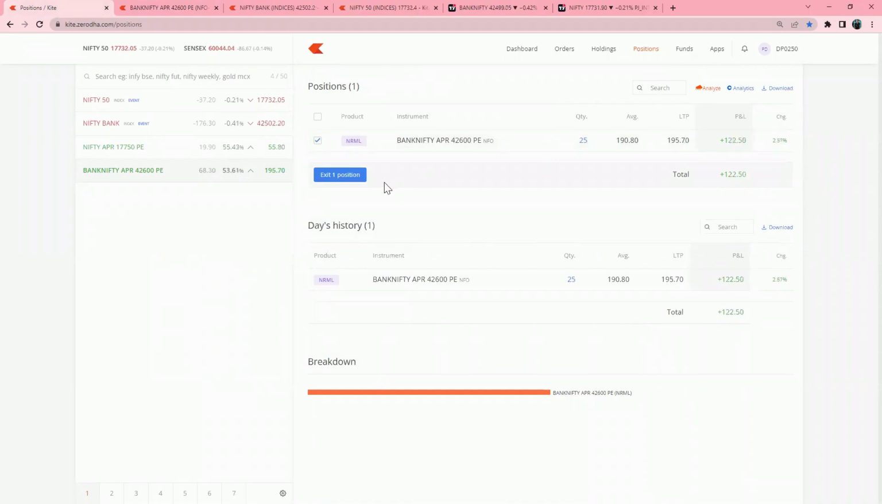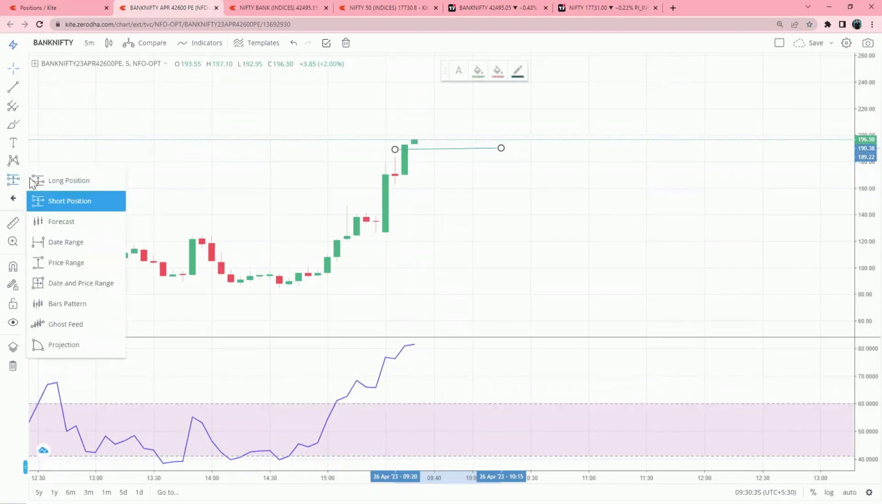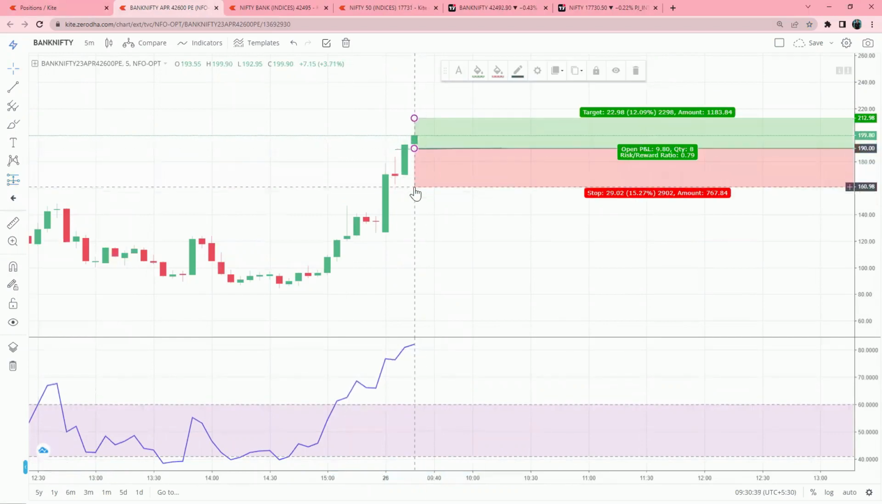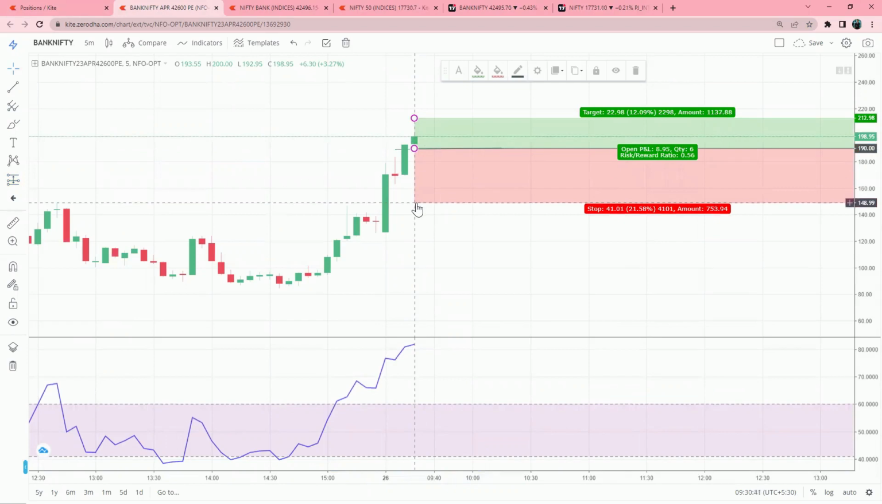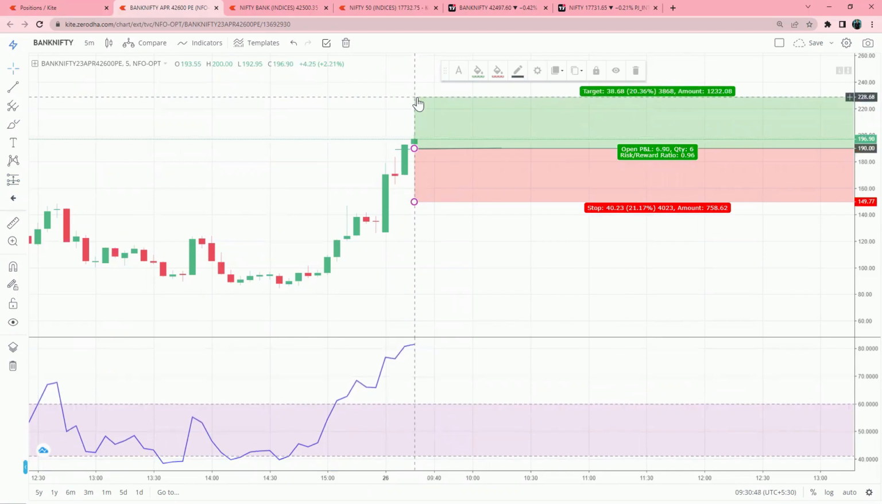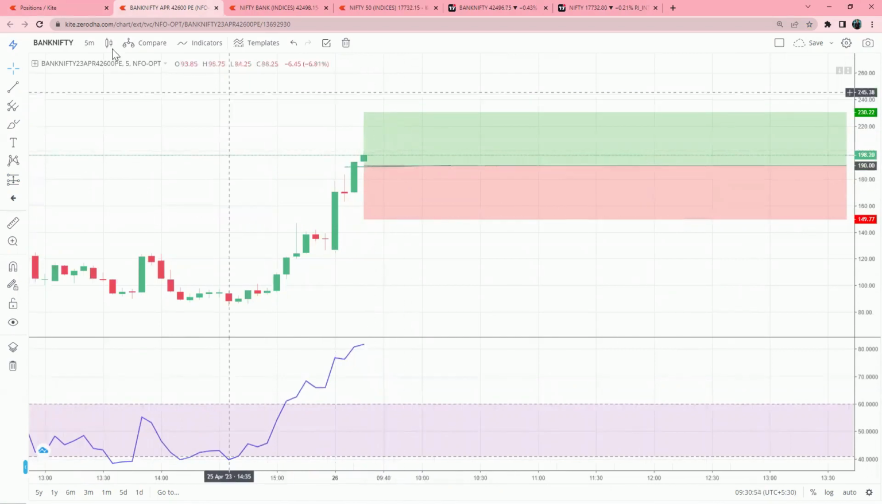Let's keep a target and a stop loss, guys. I usually go with a 30 to 40 point stop loss. So I'm going for a long position at this point of time, and I'm keeping a stop loss of 40 points. Let's say my 40 point stop loss comes here around 149, and my target also comes 40 points, at 230. Okay, 230 is my target, and 149 is my stop loss.